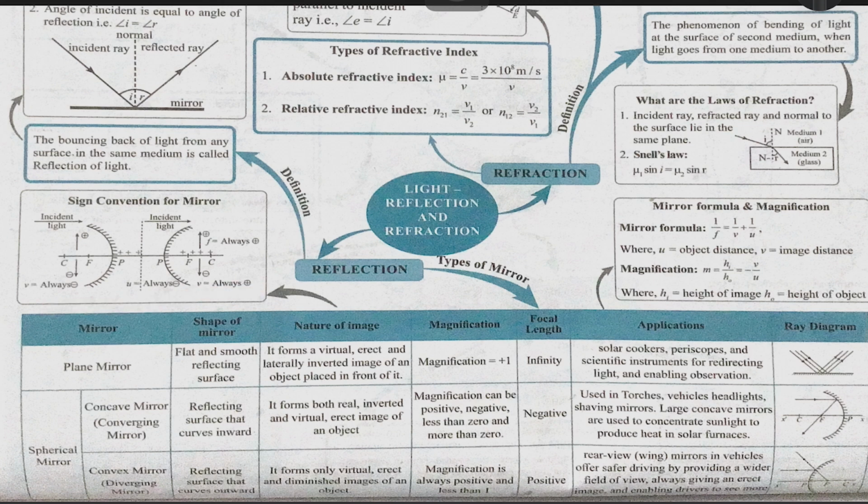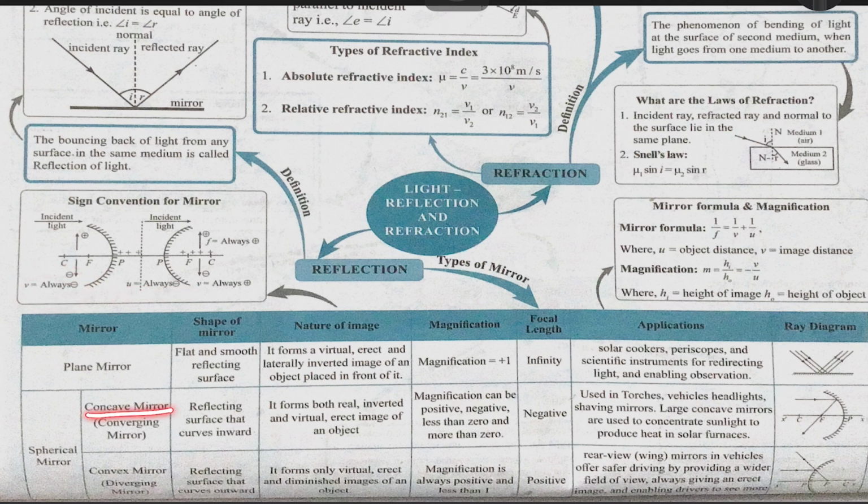Coming to the sign conventions of mirror, that is in reflection. This is a concave mirror, that is, the inner curved surface is the reflecting surface. When the object is placed, suppose we consider this as the x-axis and this as the y-axis of the Cartesian plane. If the object is placed to the left of the reflecting surface, we take u as negative. It means u is always negative.